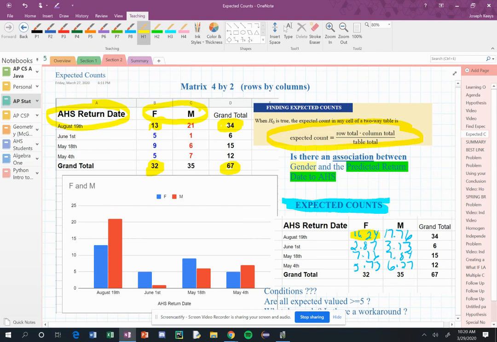Here's a side-by-side bar graph as well. So you can see the two-way table comes to life, and you can see males are more extreme than females with this visual summary. Notice there's many more males compared to females when we're asking them about the August 19th or the May 4th. Those were the earliest dates or the latest dates of the four options I gave you. You can see males like the extremes. They're like, hey, all or nothing. Hey, we're going back as soon as possible, or we're going back late.